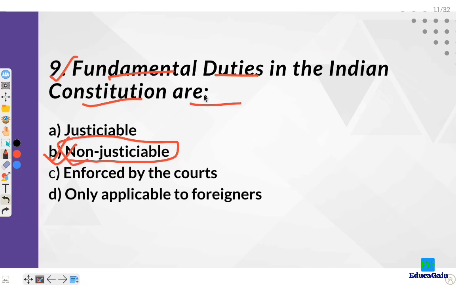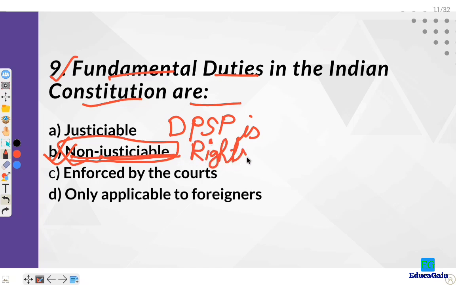Okay, fundamental duties are non-justiciable, and also DPSP is non-justiciable. Okay, but fundamental rights are justiciable. Okay.